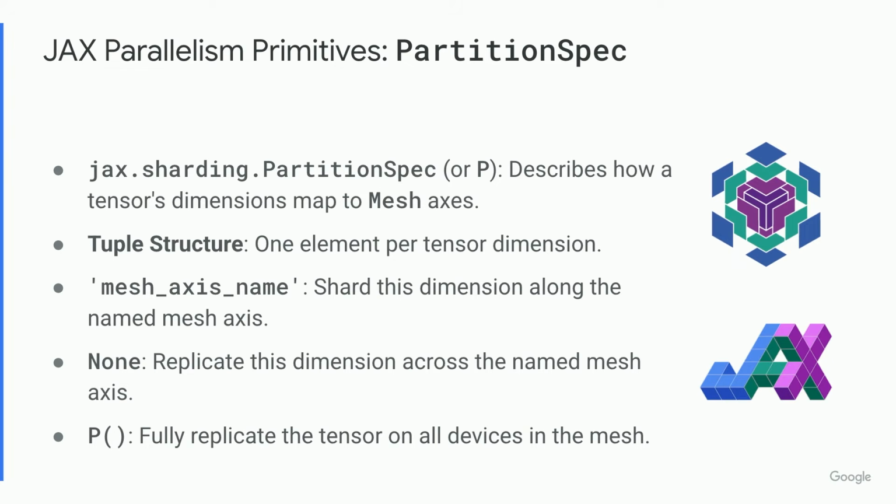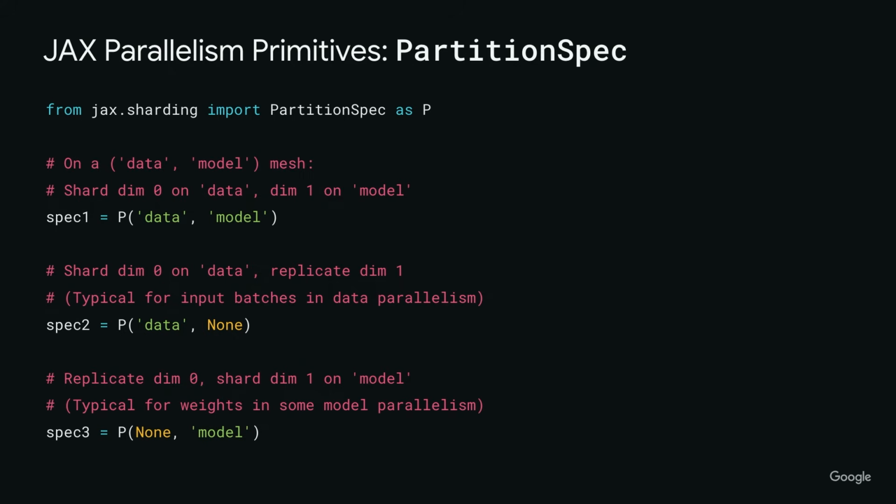Once we have a mesh, we need a way to specify how a particular tensor, like a weight matrix or an input batch, should be laid out across that mesh. That's where PartitionSpec, often imported as P, comes in. It's a simple tuple. Each element corresponds to a tensor dimension. You either put the name of the mesh axis to shard along that dimension, or None to replicate along that axis. An empty P means the tensor is fully replicated everywhere. Here are three code examples showing both sharding and replication across two mesh axes, data and model.